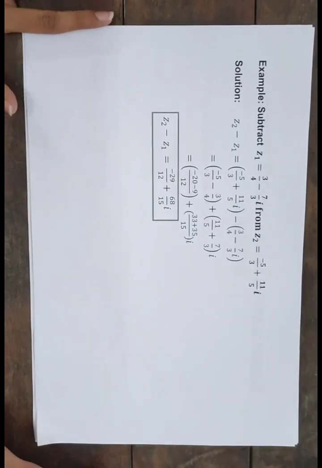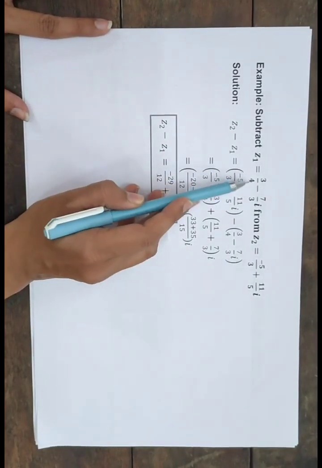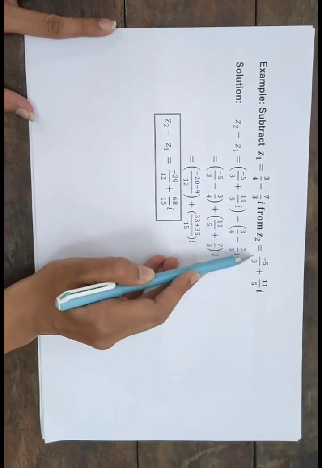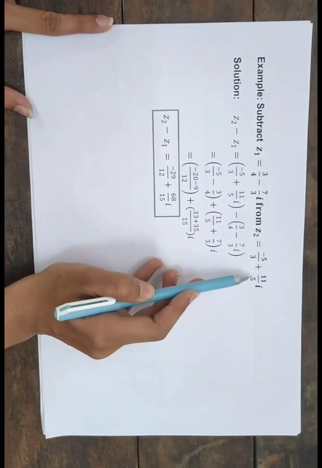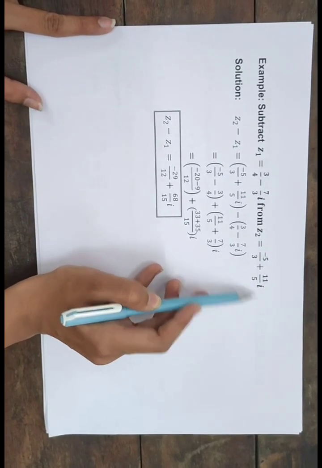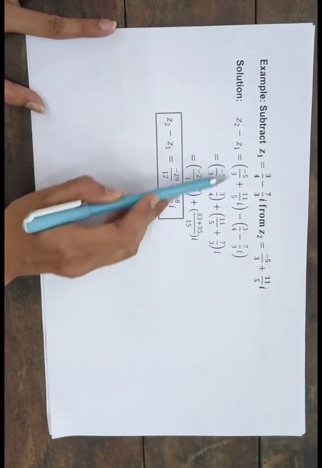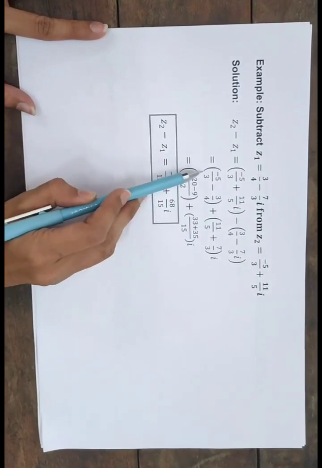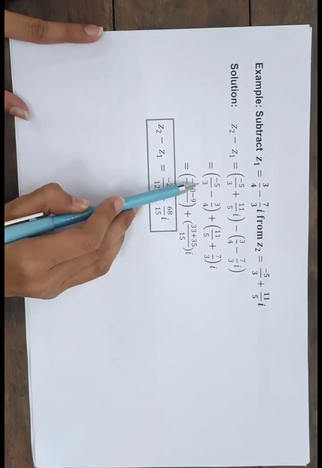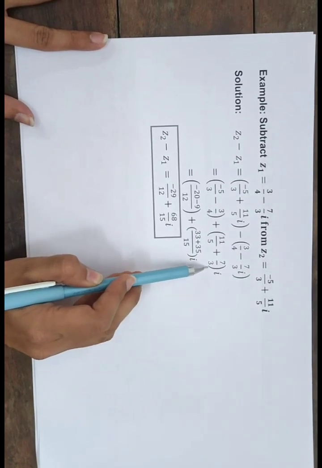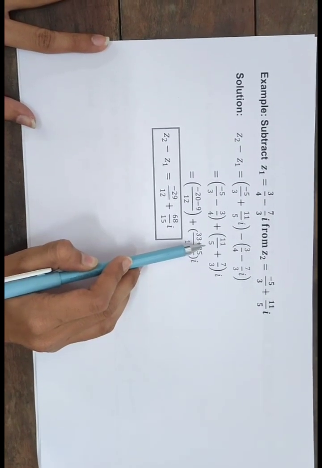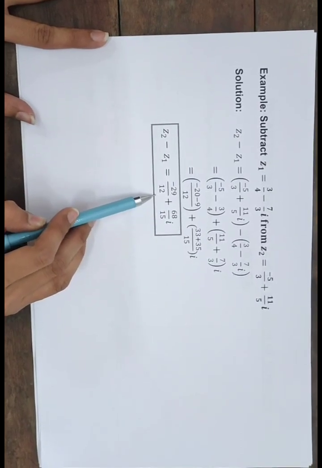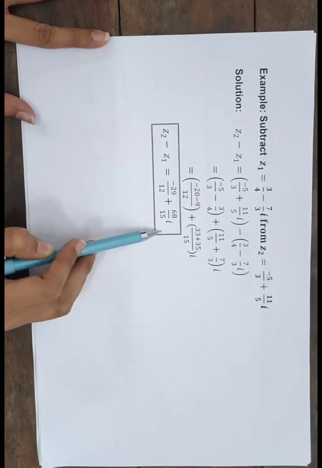Let us consider one example. Subtract z1 is equal to 3 by 4 minus 7 by 3 i from z2 is equal to minus 5 by 3 plus 11 by 5 i. So z2 minus z1 is equal to this. Now we subtract the real part of z1 from that of z2 and the imaginary part of z1 from the imaginary part of z2, and we get the final answer as minus 29 by 12 plus 68 by 15 i.